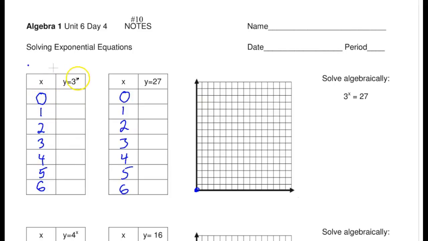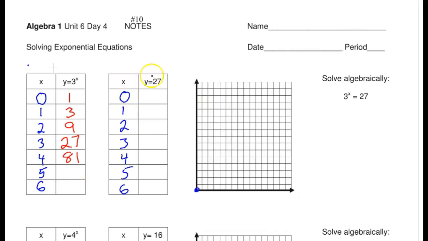3 to the 0 power is 1. 3 to the 1 power, 3. 3 to the second, 9, and 3 to the third, 27. 3 to the fourth, 81. Okay, and let's stop there just for a second and do the other one.